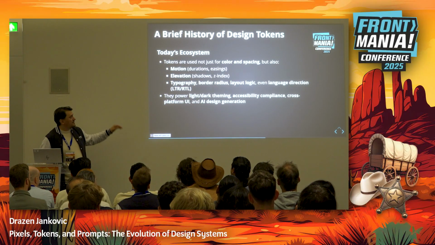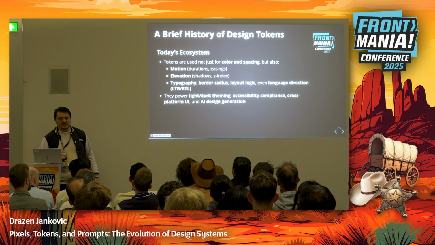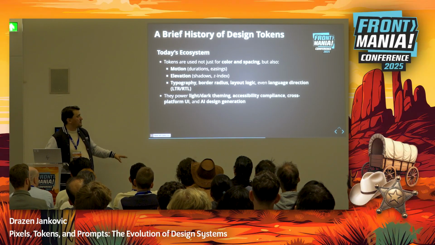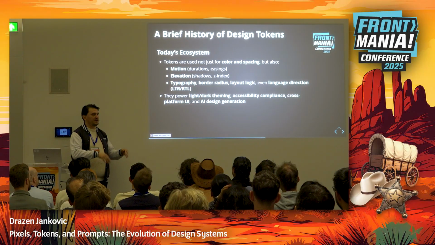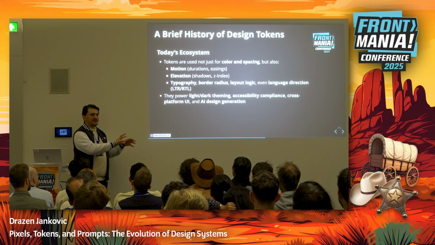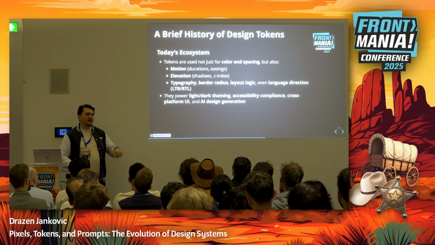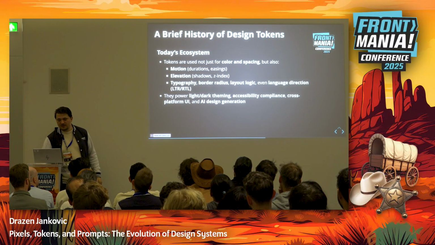Light and dark theming is something that's very often used through tokens. Accessibility is used through tokens, cross-platform UI, and at this point, AI design generation. If you're using Figma and you made tokens, Figma is actually training their AI on the tokens you made, unless you opted out in the options.